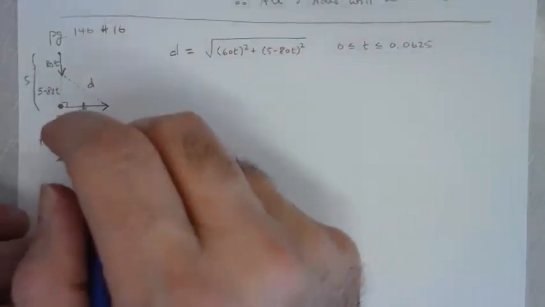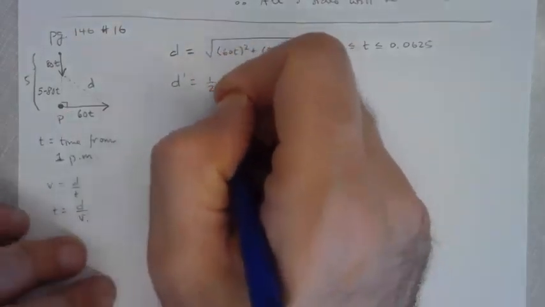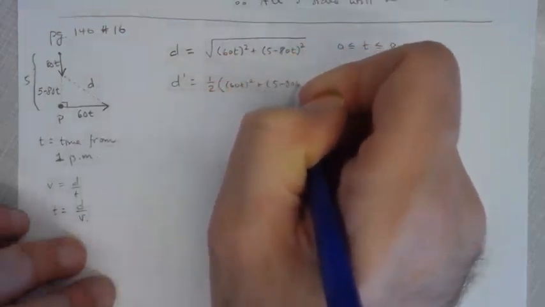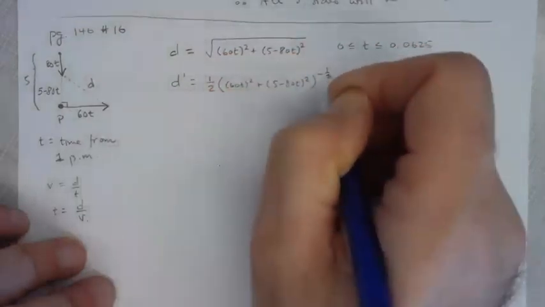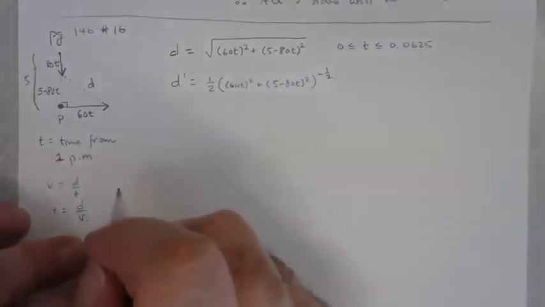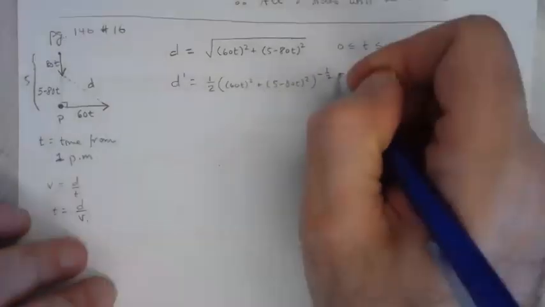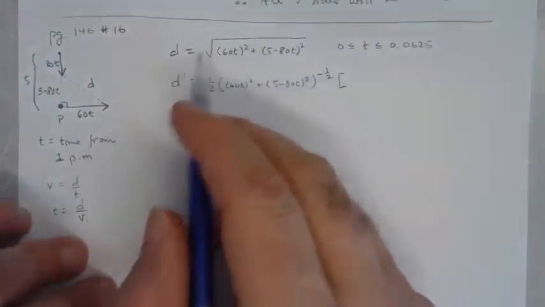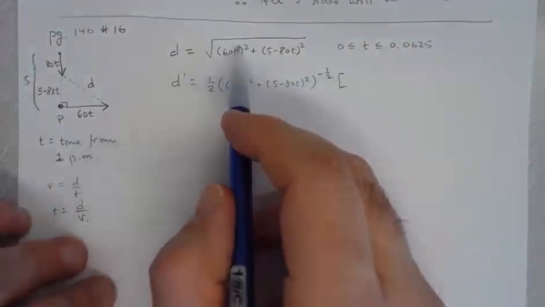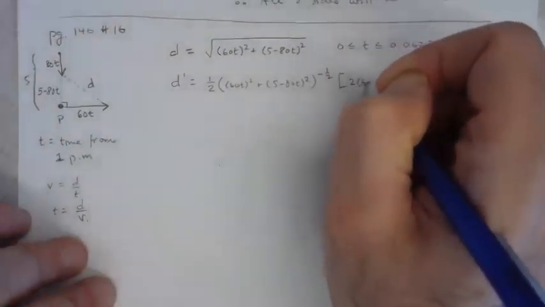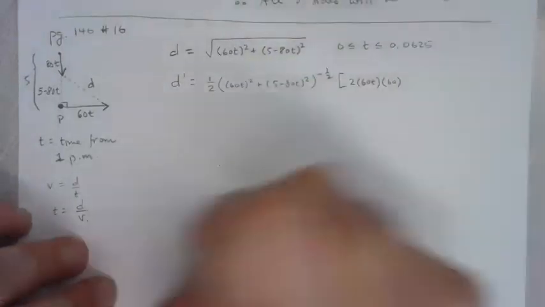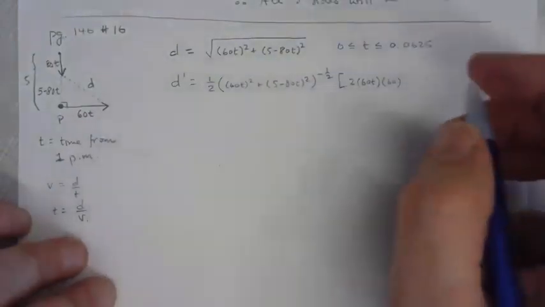Let's take the derivative. Of course, we're going to have to use the chain rule. So 1/2 times this whole thing, 60t squared plus 5 minus 80t squared, all to the negative 1/2. So all of this is going to end up in the denominator. Now when I take the derivative of this inside function, I'm not going to bother multiplying it out. I'm just going to use the chain rule. So this is like u squared. So 2 times 60t times the derivative of 60t, which is 60. You see how the chain rule makes that pretty easy.